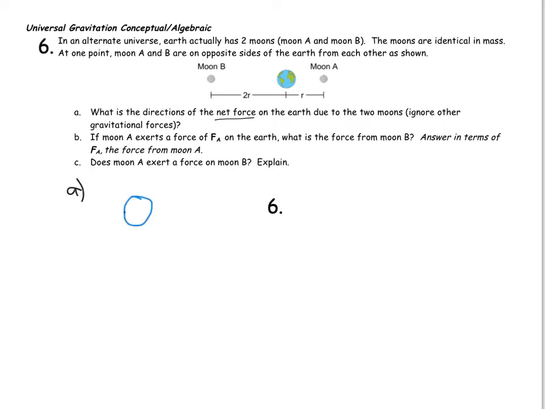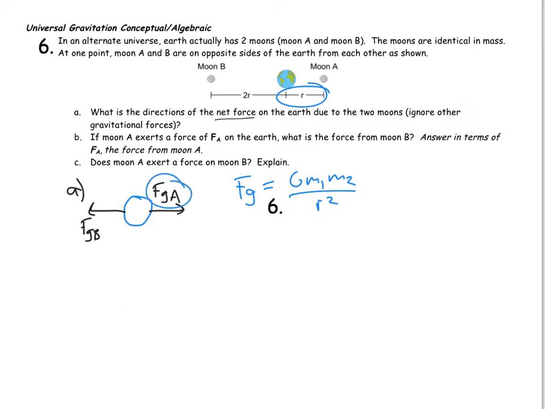If we think about the Earth here, we're going to have a force of gravity going to the left here from moon B, and a force of gravity going to the right here from moon A. Thinking about our equation, though, we know that Fg is equal to G m1 m2 over r squared. Since moon A is significantly closer, we're going to be dividing by a smaller value, and that means that FGA is bigger than FGB, and therefore the net force acting on this is going to be to the right.